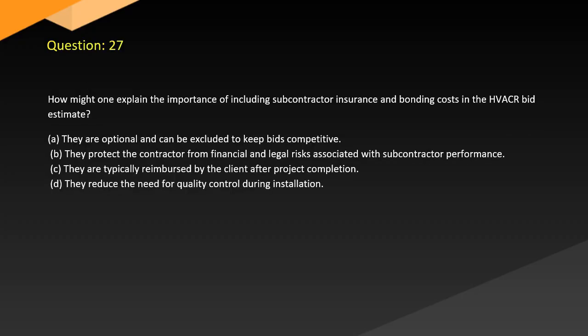Question 27. How might one explain the importance of including subcontractor insurance and bonding costs in the HVACR bid estimate? A. They are optional and can be excluded to keep bids competitive. B. They protect the contractor from financial and legal risks associated with subcontractor performance. C. They are typically reimbursed by the client after project completion. D. They reduce the need for quality control during installation.